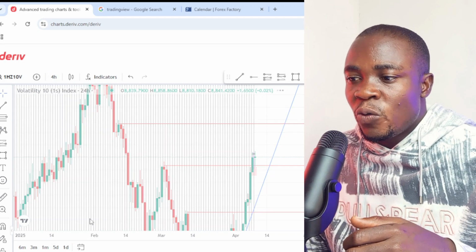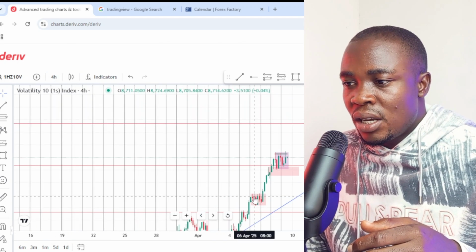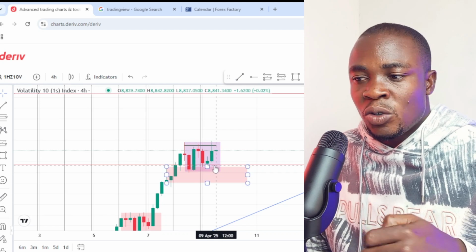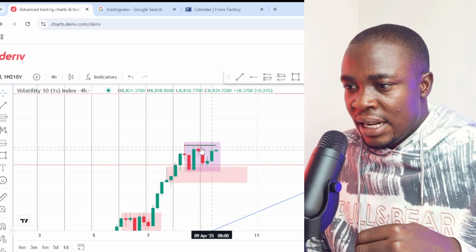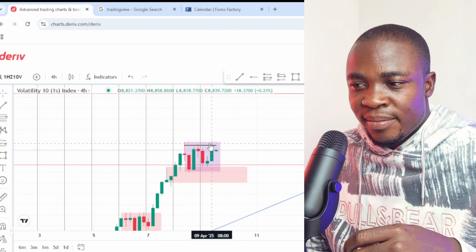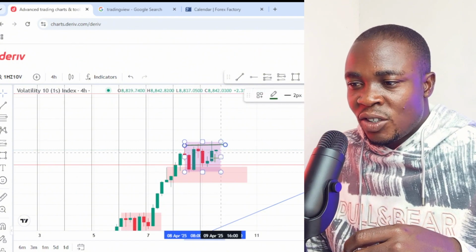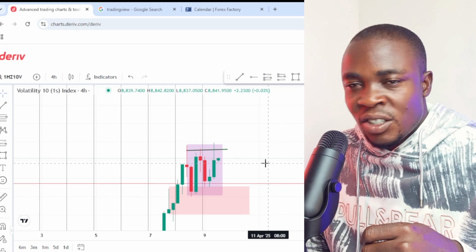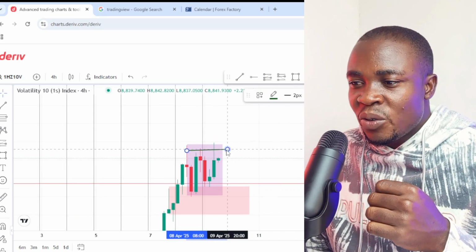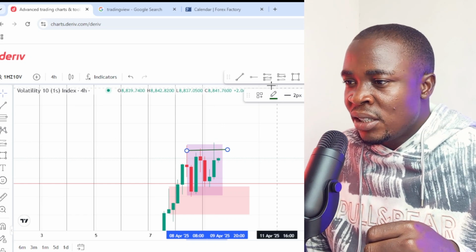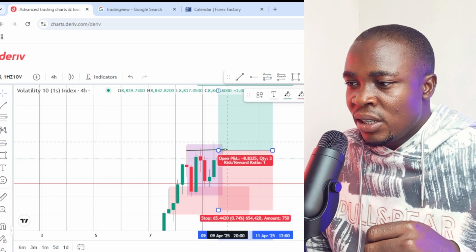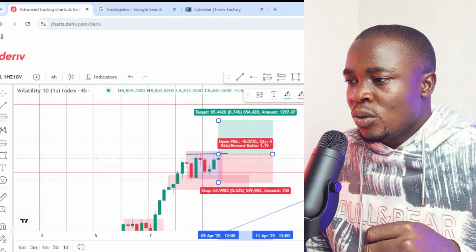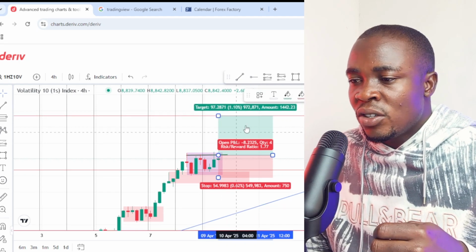So we just step down to 4 hours and see what our 4 hours is saying. The 4 hours is ranging and our previous 4 hours closed bullish. That's why I marked this up already. What I am waiting for is for a candle to close above this range. If a candle closes above this range here, I will be in on this trade. The stop loss will be below this little range here, and then it will target a 1 to 2. I think around here will give us a 1 to 2 or so.